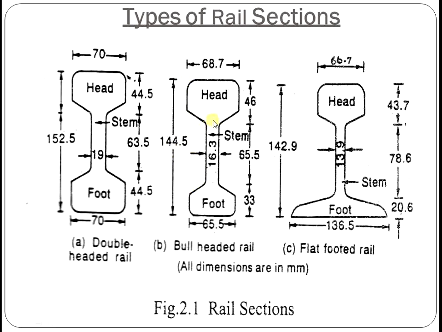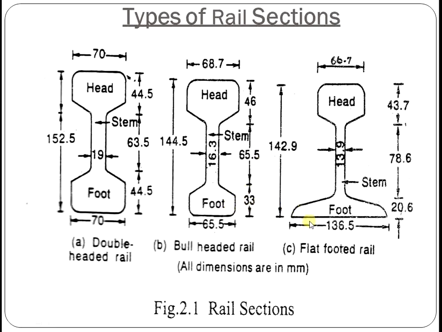This is distributed in three sections. The top section or head section height is 46 mm, the middle section height is 65.5 mm and the bottom section height is 33 mm.